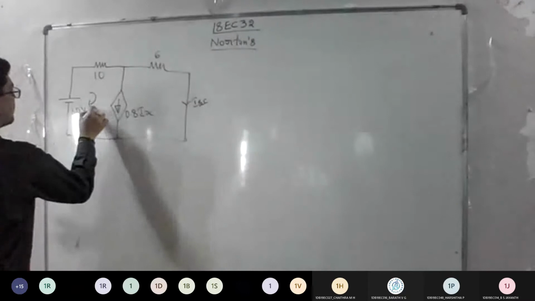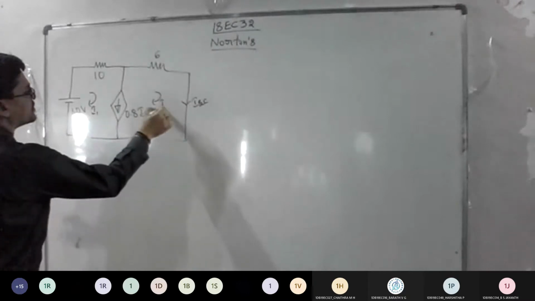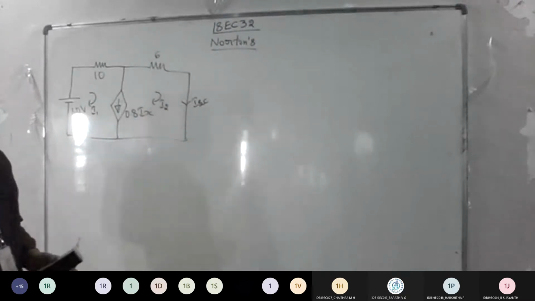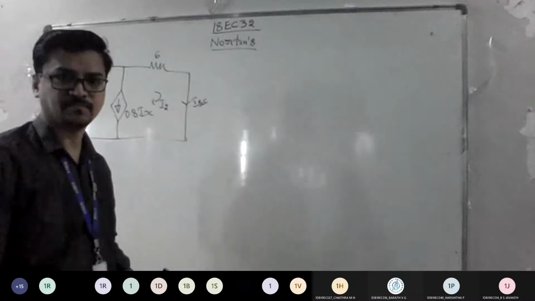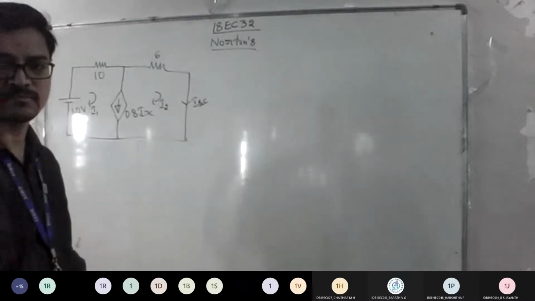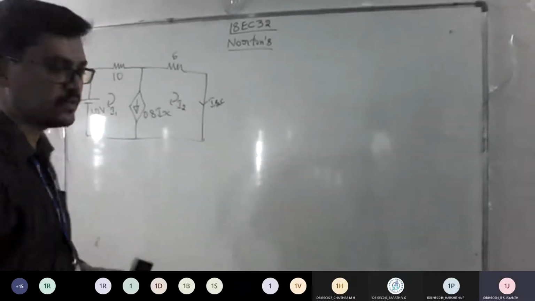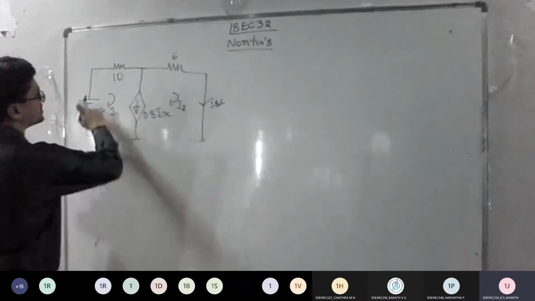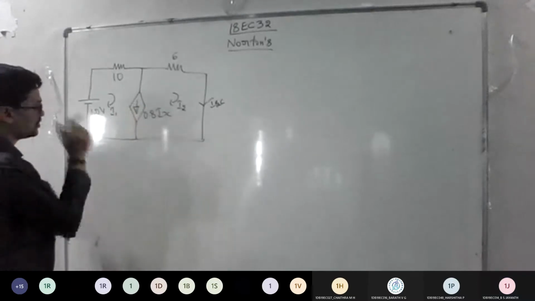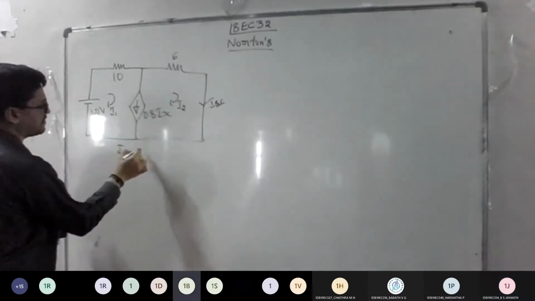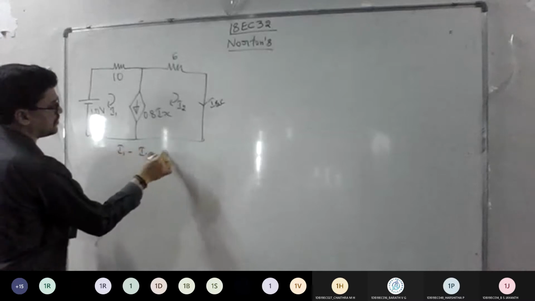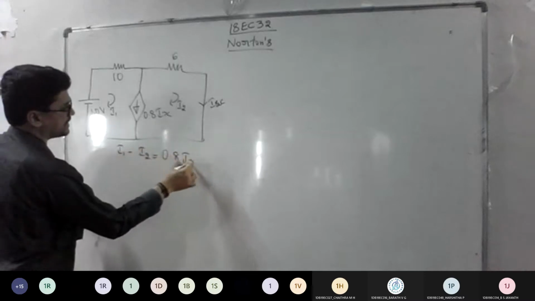So how many currents do you have? I1 is there, I2 is there. So what is the first equation? Which current is matching now? I1 minus I2. So this is flowing in the same direction, what we assumed. So the first equation is I1 minus I2 is equal to 0.8 times Ix.